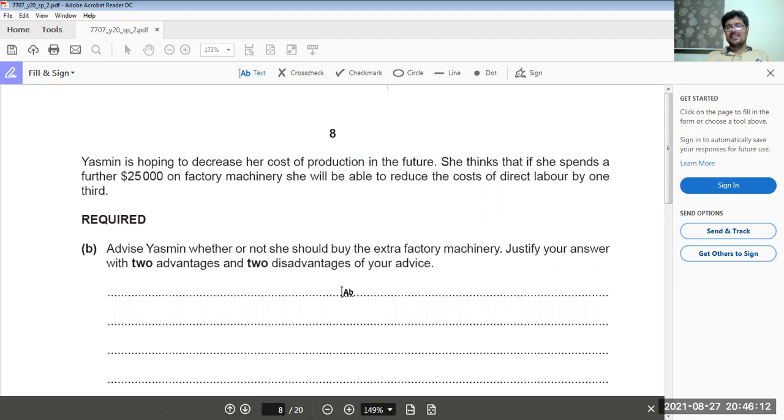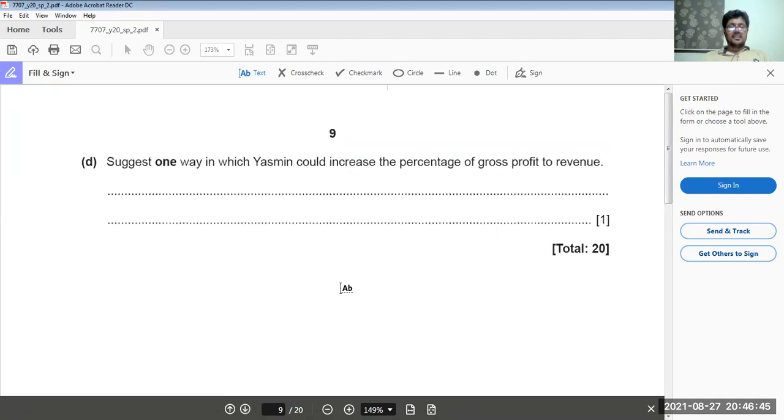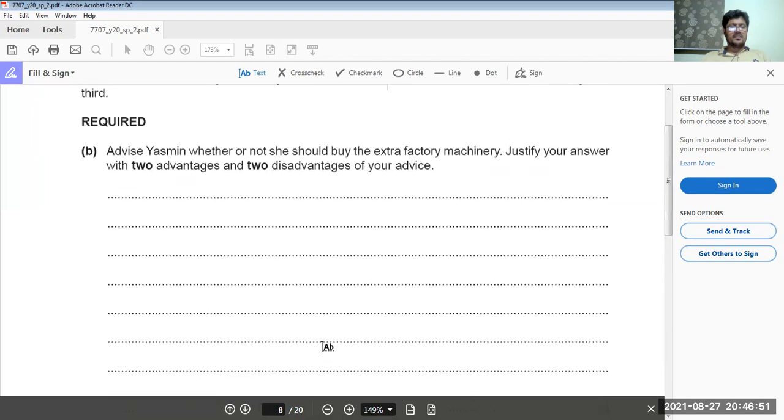Getting my point here. The advantage is using machines, output and productivity will increase. She can save her time and cost. On the other hand, she has to spend 15,000 more, and redundancy will occur. So in this situation, terminating labor from the job is not good. So I don't think that she should take this.